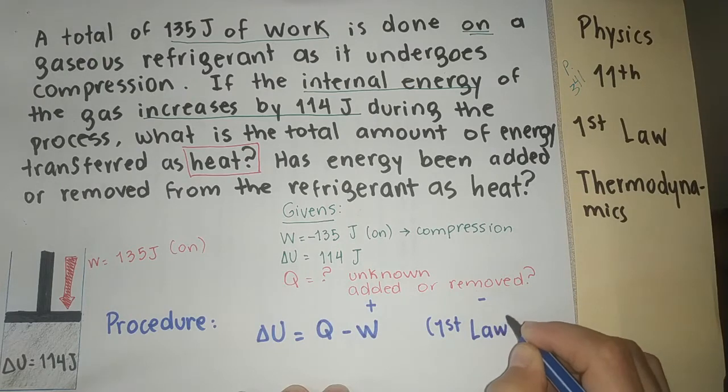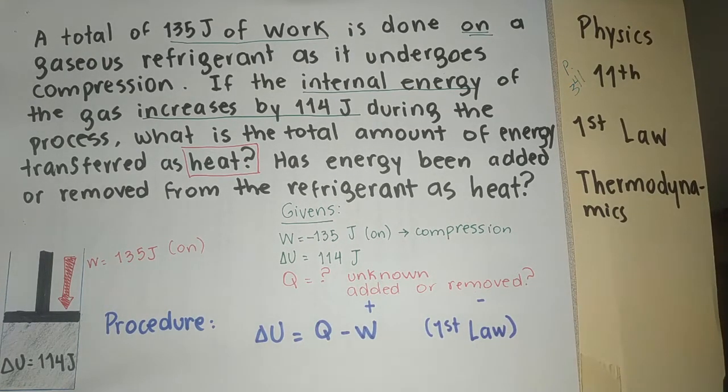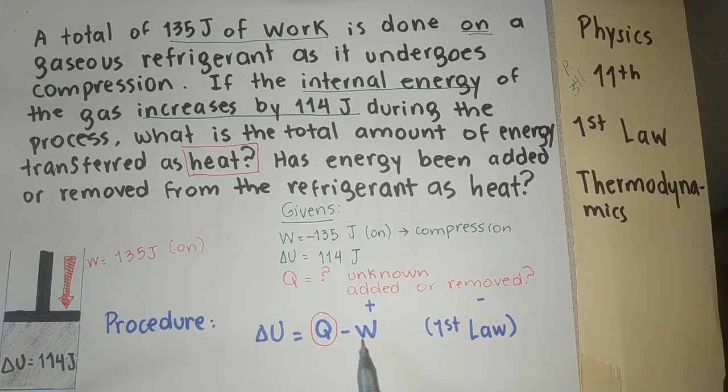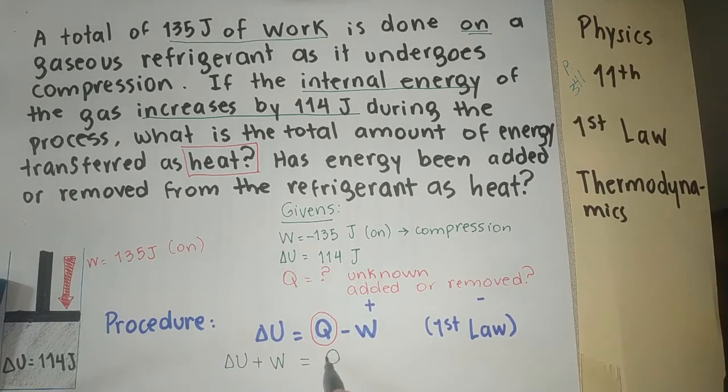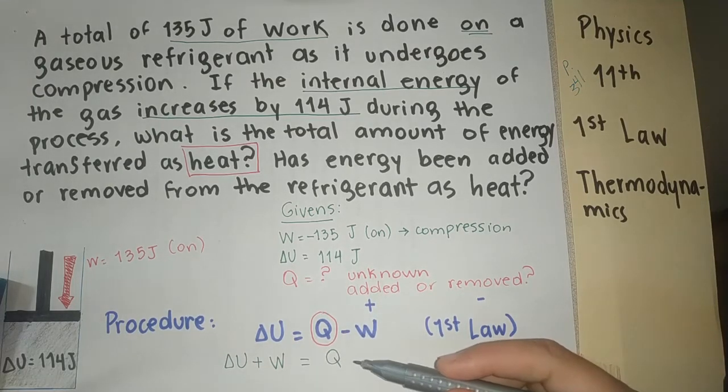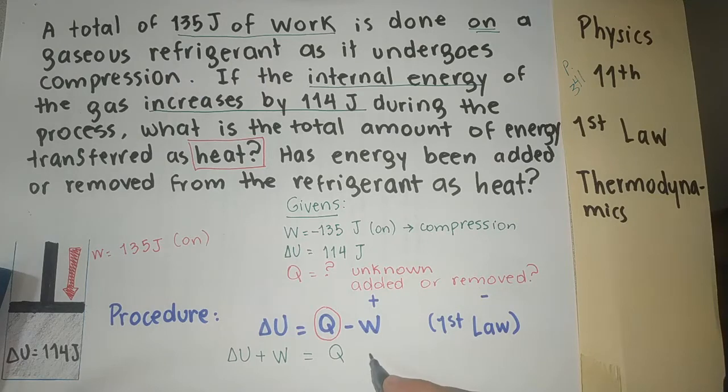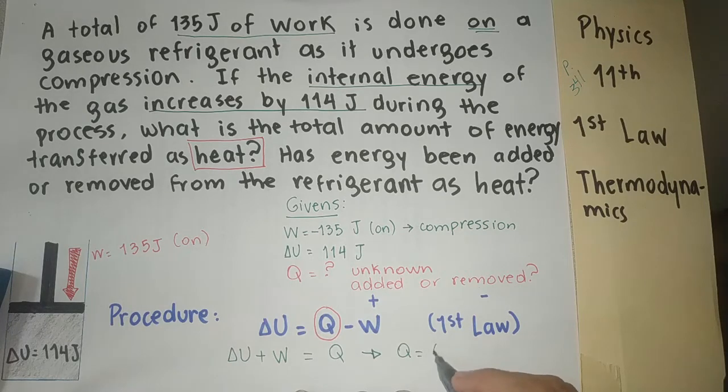First law. Now, we need to isolate which one? We must isolate Q. So work is being subtracted from Q. So we need to send work to this side of the equation, as it was subtracting, and the other side will be doing addition. So delta U plus W equals Q. We have our equation already isolated for Q. And then we say Q is going to be equal to delta U plus W.